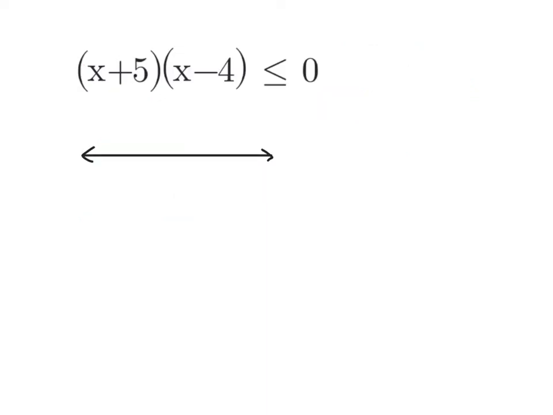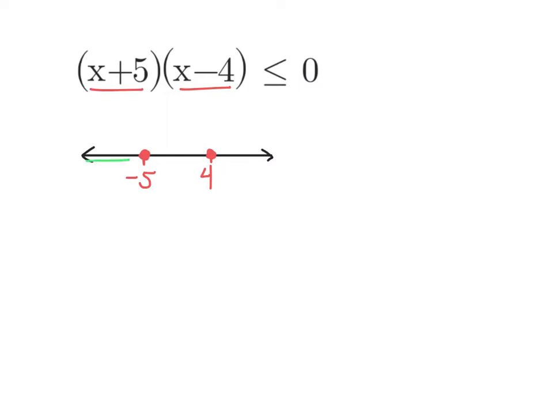When we have more than one factor, like x plus 5 times x minus 4 is less than or equal to 0, we have to identify all of the zeros. And x plus 5 has a 0 of negative 5. And x minus 4 has a 0 of positive 4. These are the values that are going to make the expression equal to 0. Next, we go through and test each interval.